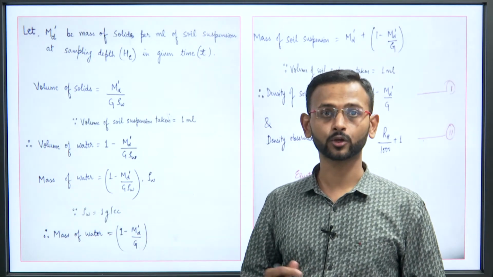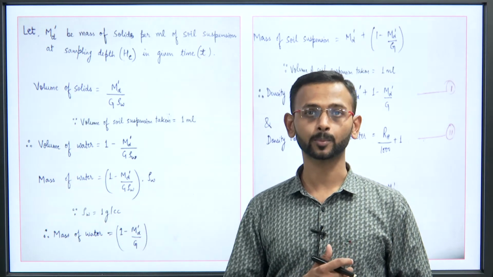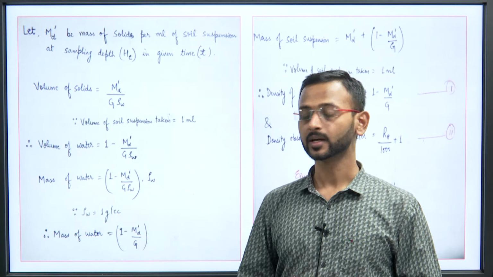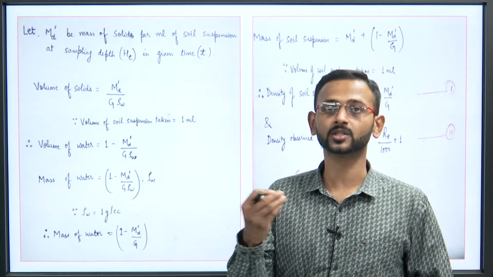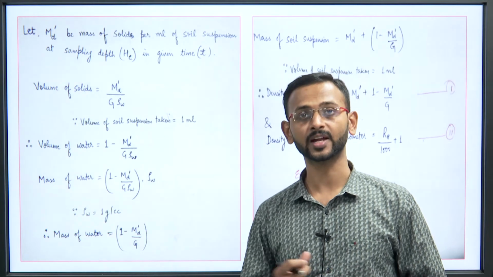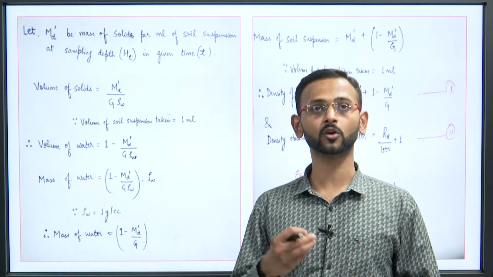Now let us get into the derivation of percentage finer. In the previous one, in the sieve analysis, we got the percentage finer by simply taking the cumulative percentage weight retained. But here we are adding so much, like the dispersing agent. So how will we be analyzing it?